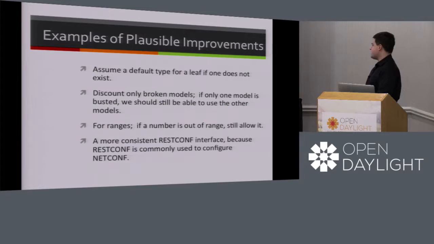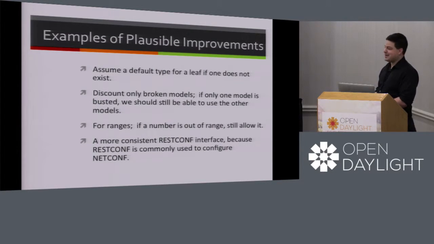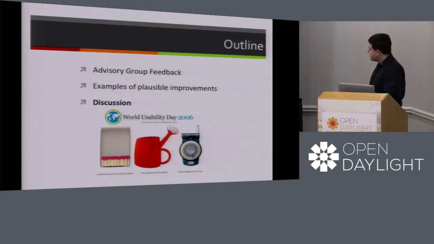For ranges, if you have a range for a certain leaf and something's out of range, maybe we should still allow it. That one might be a little bit tougher, and I know that goes into some binding stuff that even I'm not too familiar with, but just ideas. And lastly is one that Bala brought up, which is a more consistent RESTconf interface, because RESTconf usually is used to control NetConf. There's NetConf northbound as well, the SSH interface, but I just want to add one point on that slide, actually.